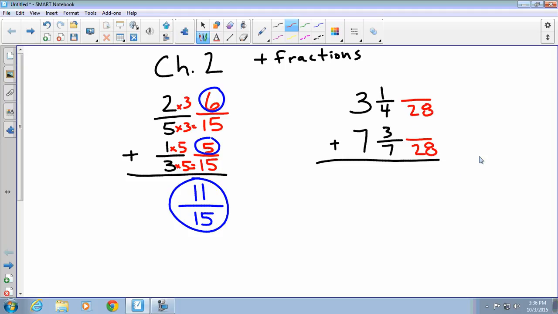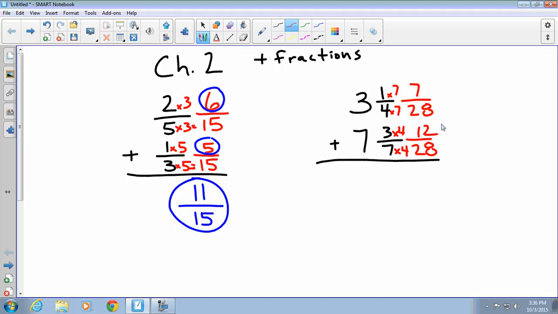So I'm going to put 28s on the bottom. 7 times 4 gets me to 28. I have to do 3 times 4 on the top. 3 times 4 is 12. 4 times 7 gets me to 28. I have to do 1 times 7 on the top. And I really haven't done anything with my whole numbers, and I really don't need to do anything with my whole numbers until I get my fractions figured out.